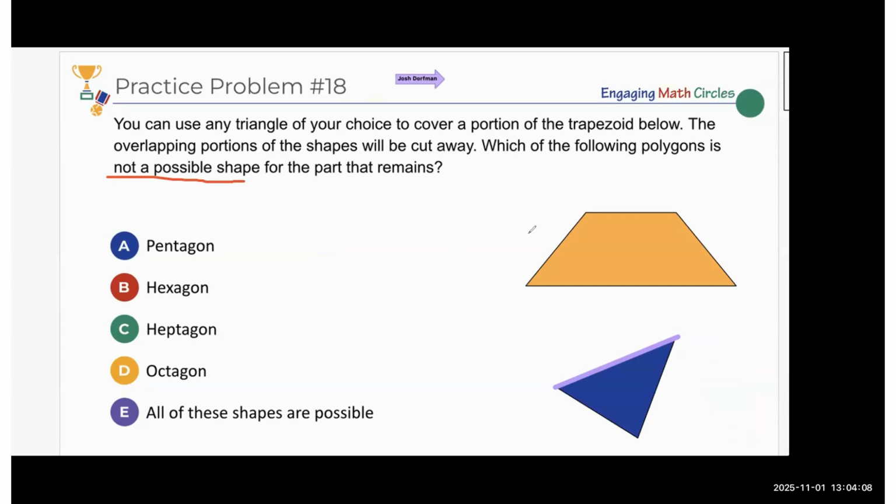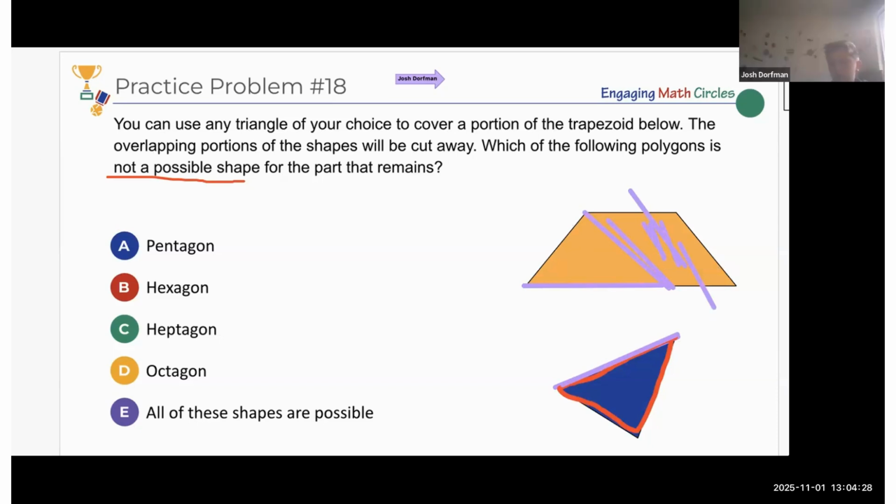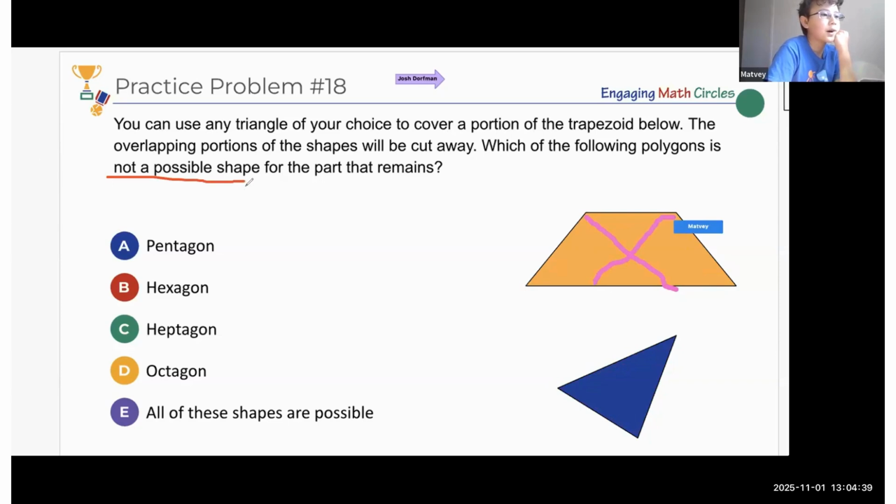I have a question. Yes. Pretend I use this side and put it here, and it ends up looking something like this. Does that mean the red part right here, the rest of it, will get cut off? No, the part that you put a triangle on gets cut off. Yeah, the overlapping. So if you add a triangle right here and another right here, this part will be cut off.